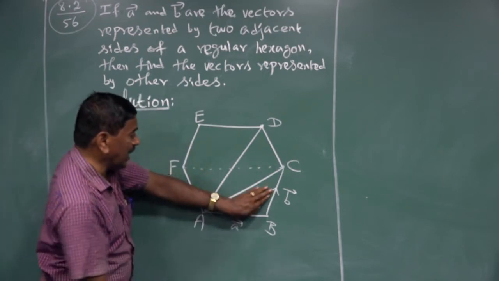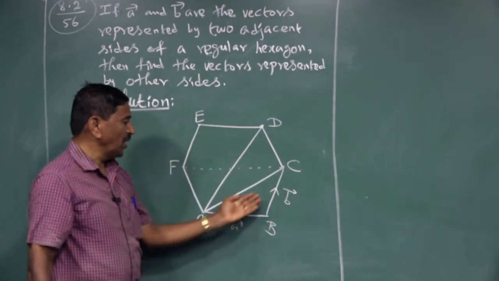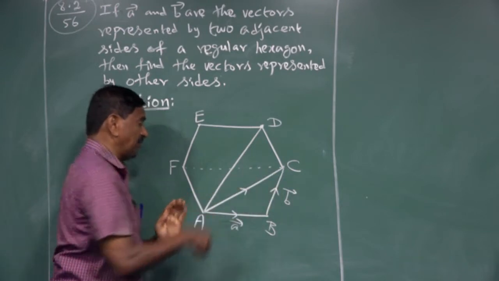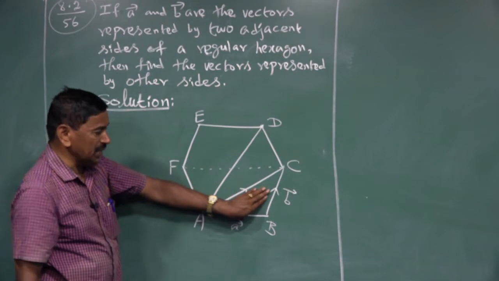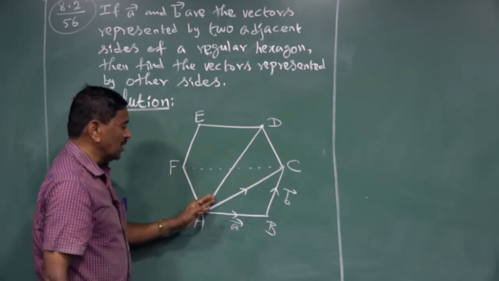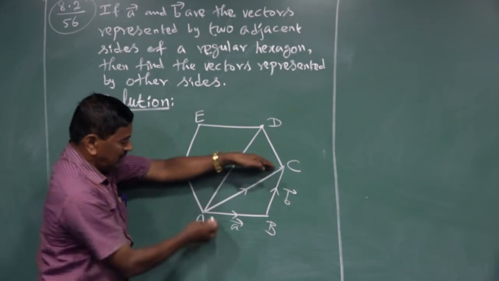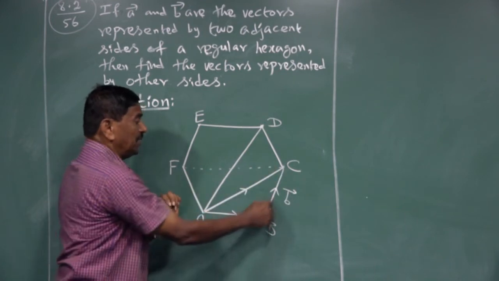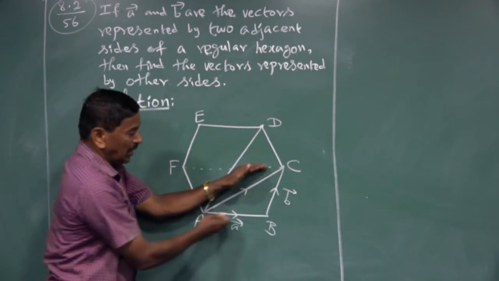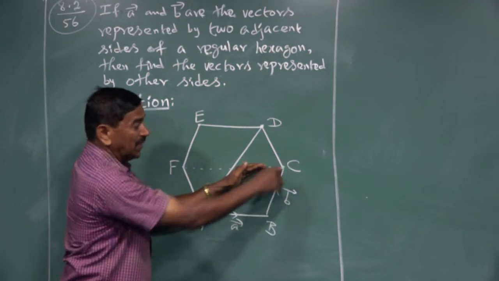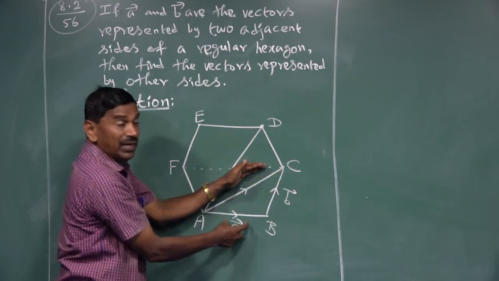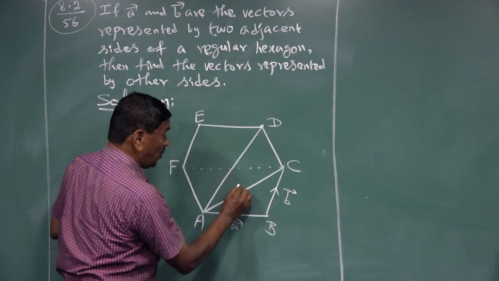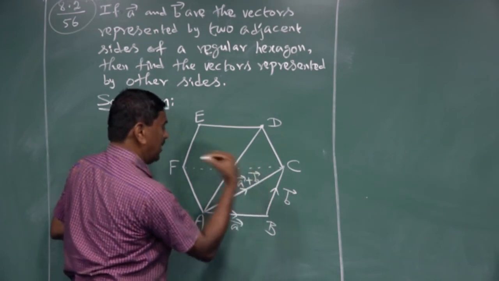Now consider the triangle ABC. In triangle ABC, there is a straight route AC vector. Consider ABC. AC vector is equal to AB vector plus BC vector. That is, AC vector is equal to A vector plus B vector. So AC vector is equal to A vector plus B vector.